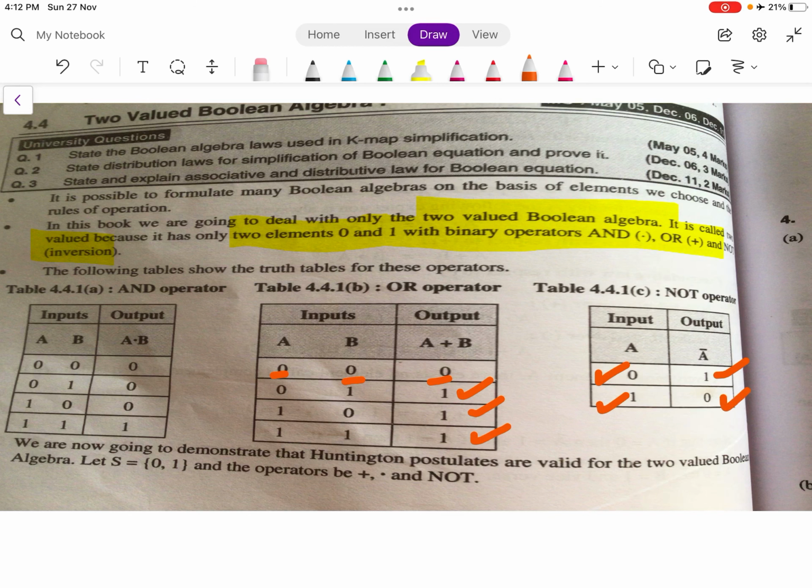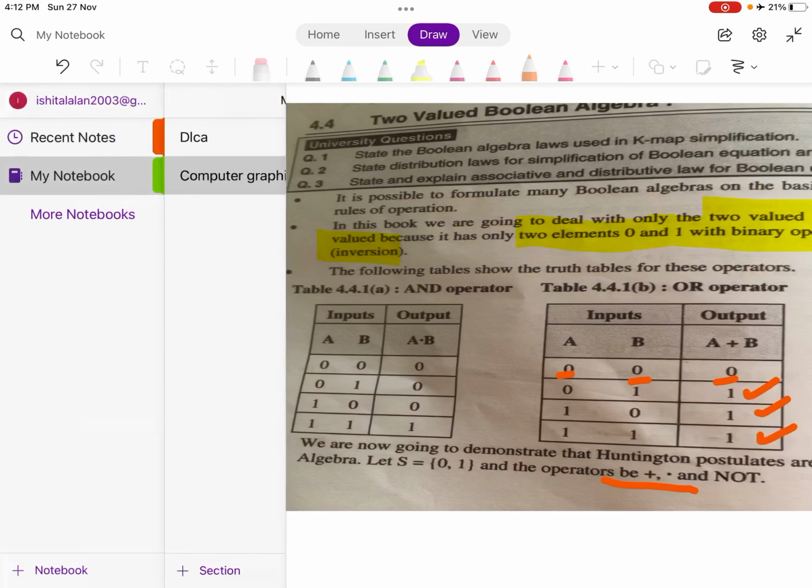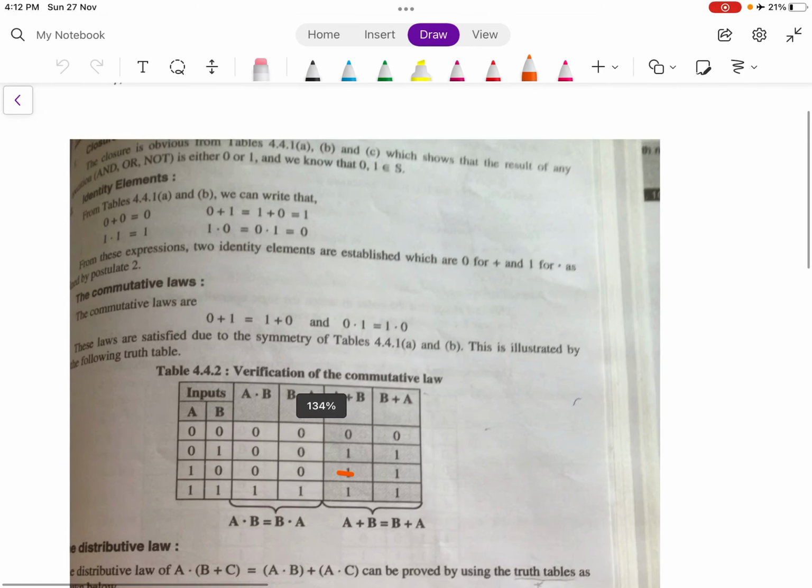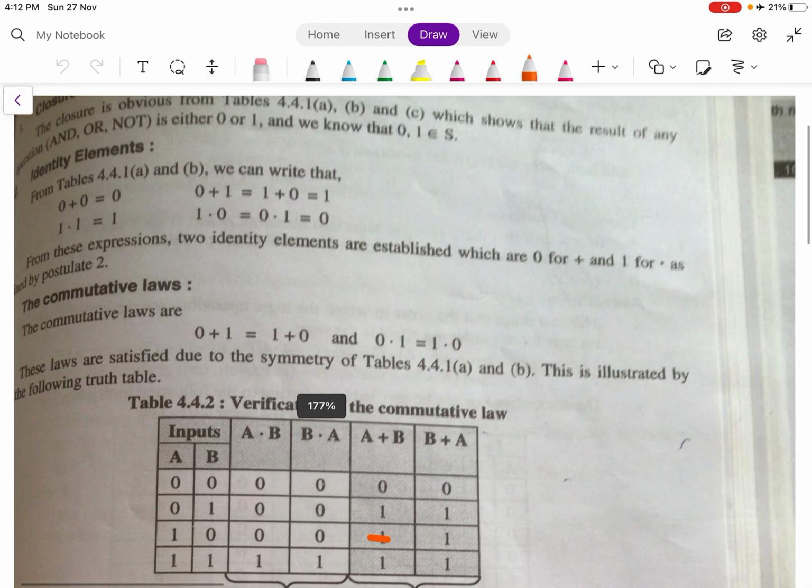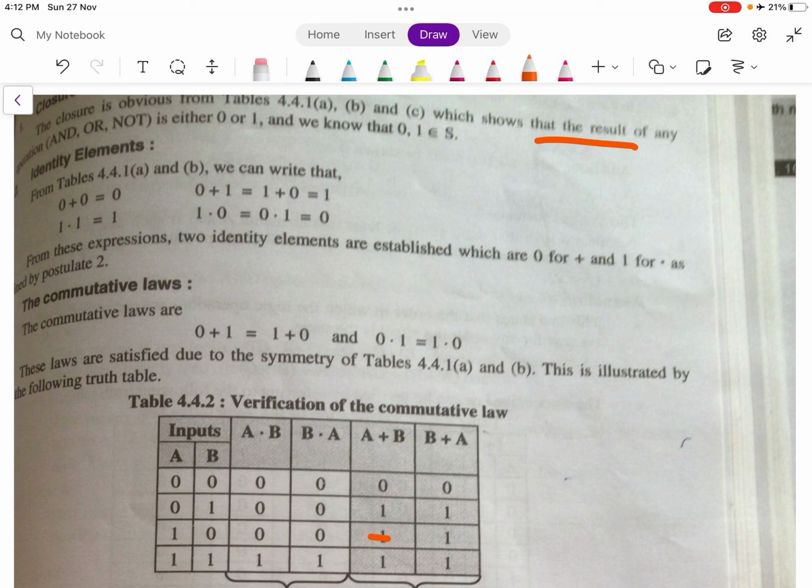We are now going to demonstrate that the Huntington postulates are valid for two-valued Boolean algebra. Let S equal {0, 1} and the operators plus, dot, and not. So, closure. The closure is obvious from the table, which shows that the result of any operation is either 0 or 1. So it belongs to S.